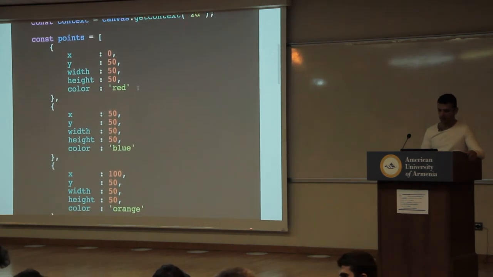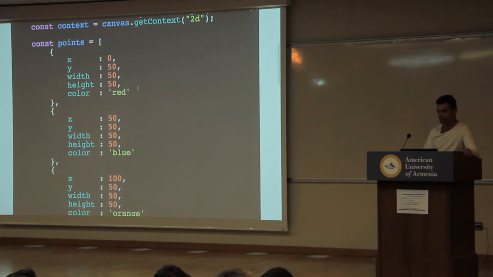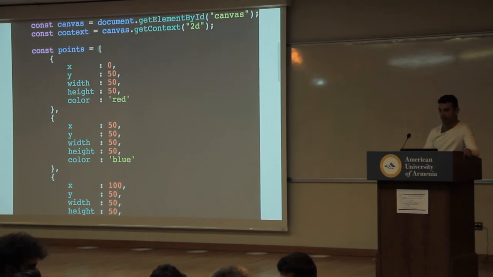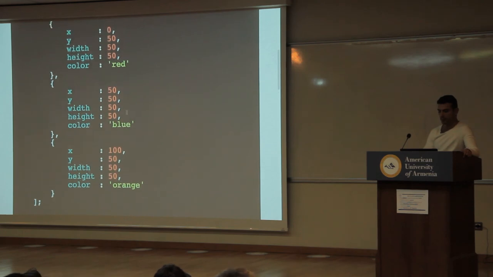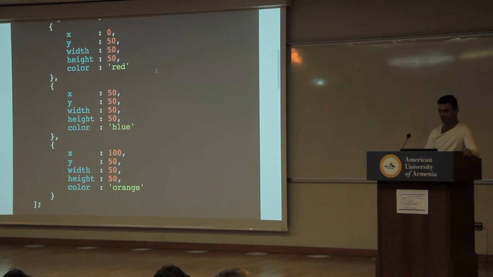Now, I don't have one point, I have an array of points. So I have a point here, a point there, and a point there. And the colors, let's say, are red, blue, and orange. What do you think this will draw?